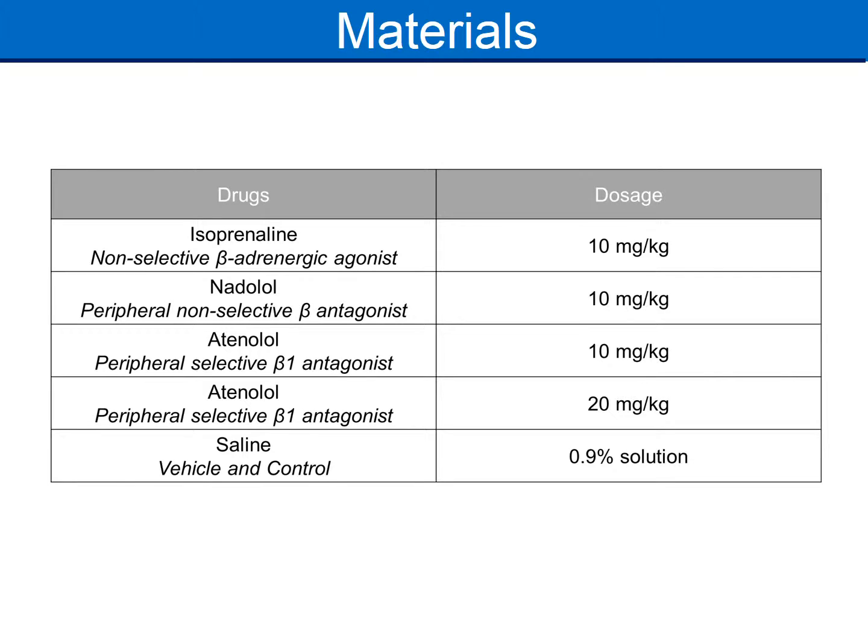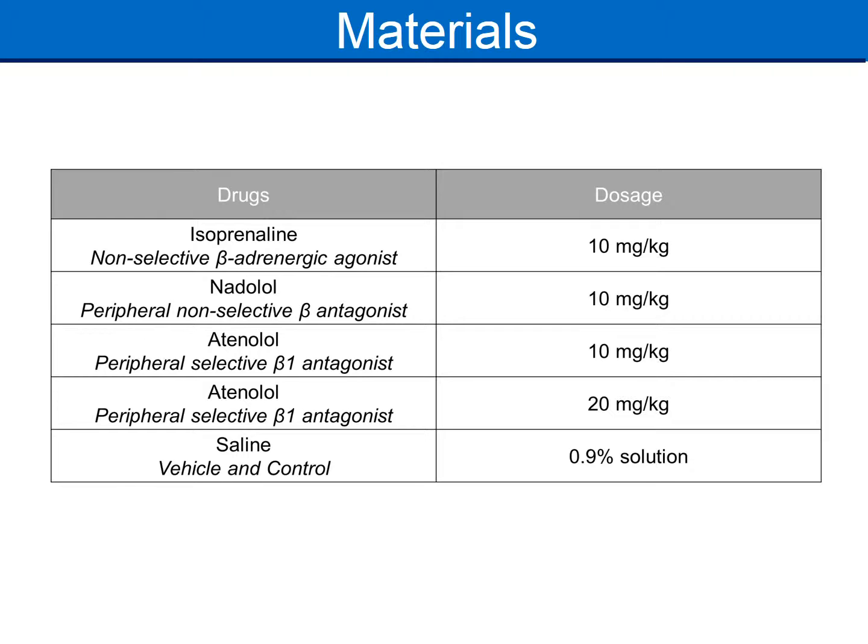So the first drug on this list is isoprenaline, which is a synthetic analog of adrenaline. It's a non-selective beta adrenergic agonist, which means that it will affect both beta 1 and beta 2 receptors, and the fact that it's an agonist means that it will activate the system.